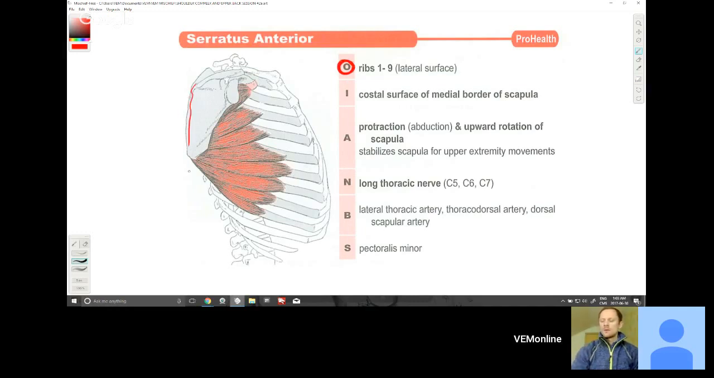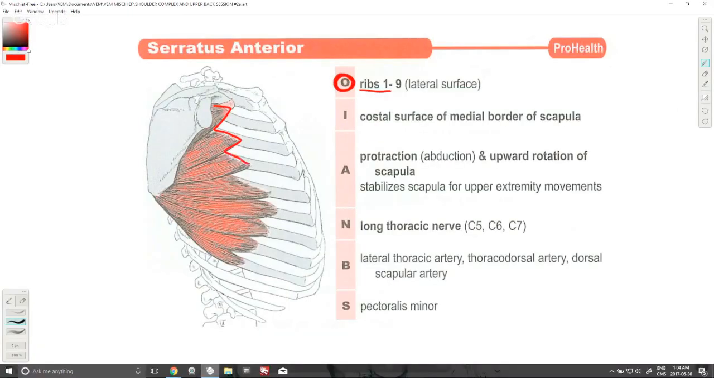Well, I mean, you can flip this around, obviously, right? You can say that this is the starting point and this is the end point, but usually we will talk about the least movable point being the origin, and the more movable point being insertion. So it is acting primarily on the shoulder blade. That's why this is considered as the starting point.